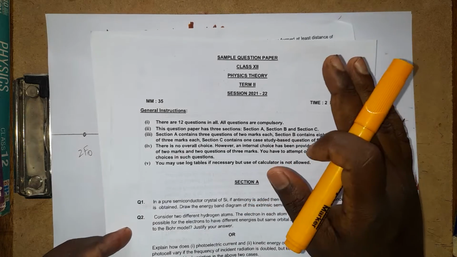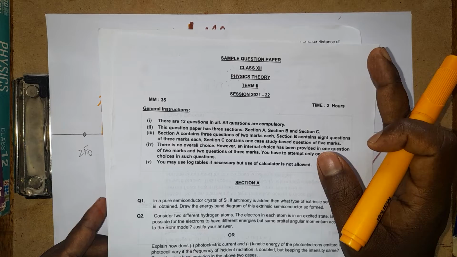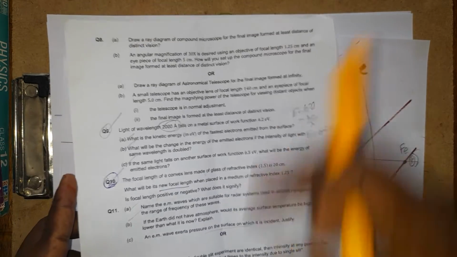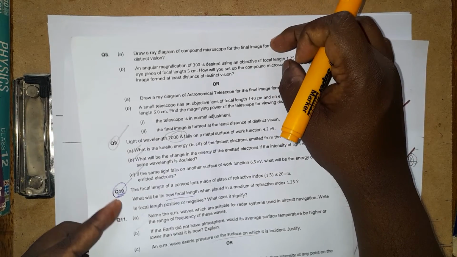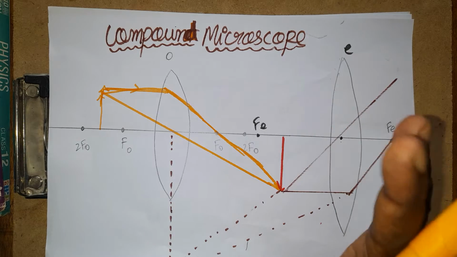Hello students, today we are going to discuss the class 12 physics sample paper solution. It is question number 8, which is a compound microscope question. We are going to do the solution. First, we'll see what is given in the question. They asked for 1.5 marks.